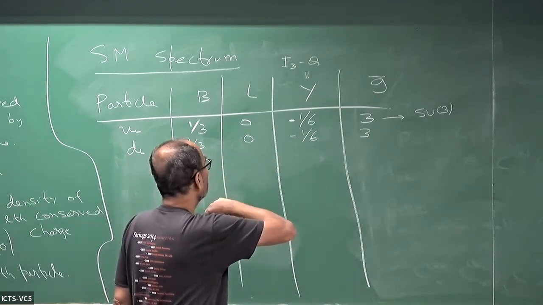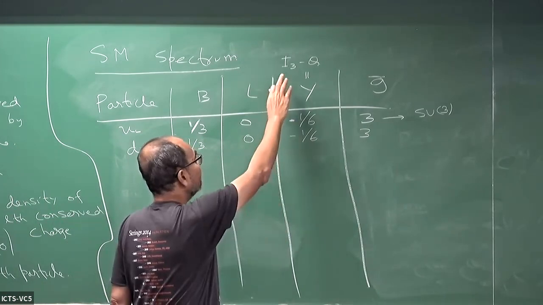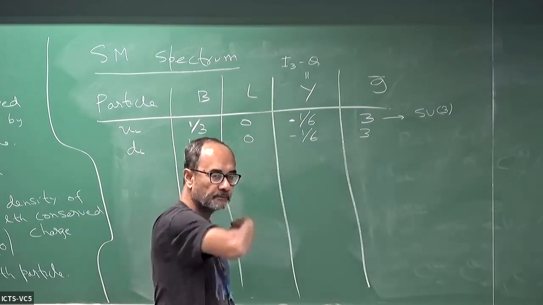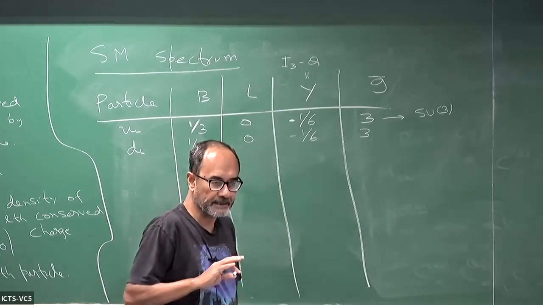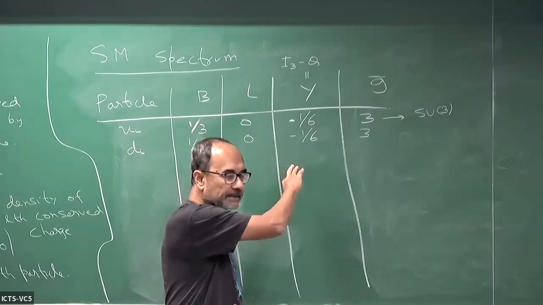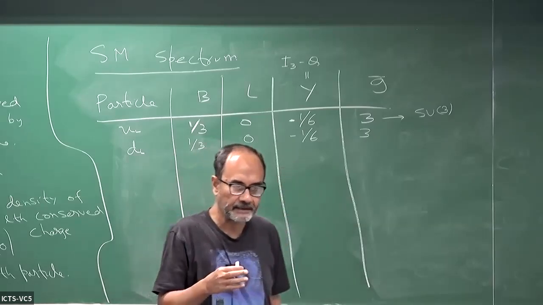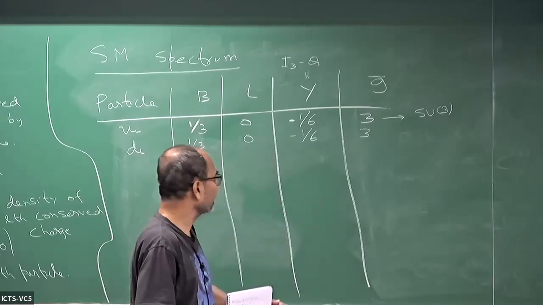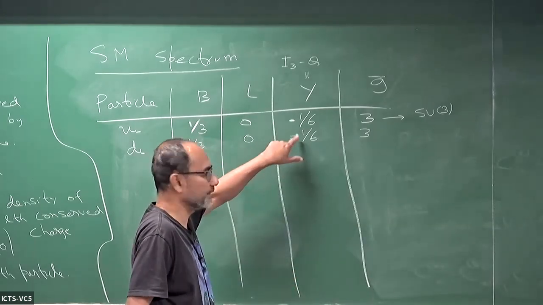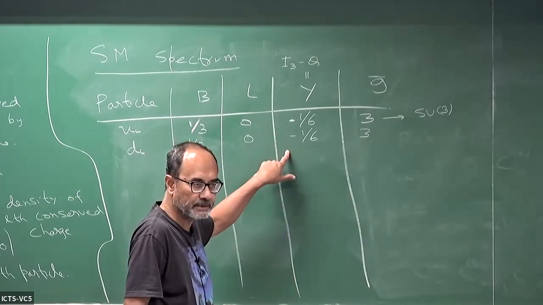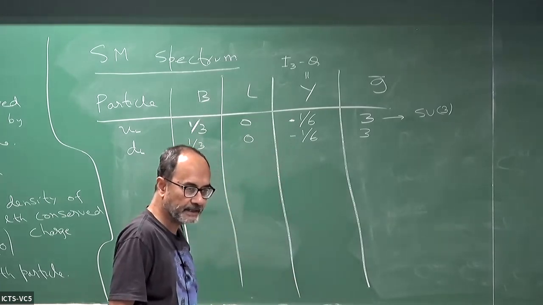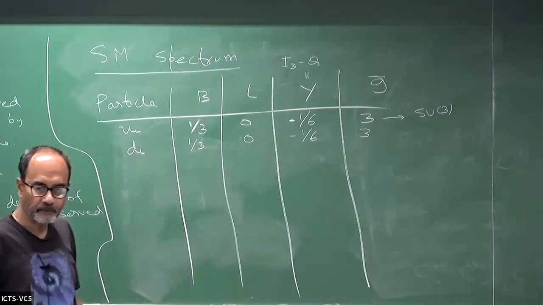So for DL, you see I3 is minus half, and Q is minus 1/3. So this minus 1/6 is coming from minus half plus 1/3. But by our previous argument, they must carry the same Y. And you do see that indeed they carry the same Y, because U1 commutes with SU2, so they better carry the same Y.